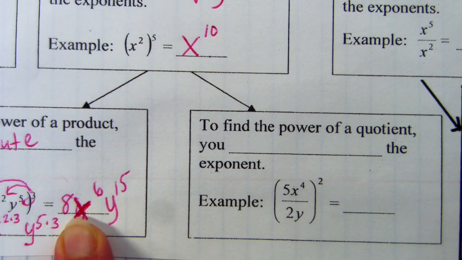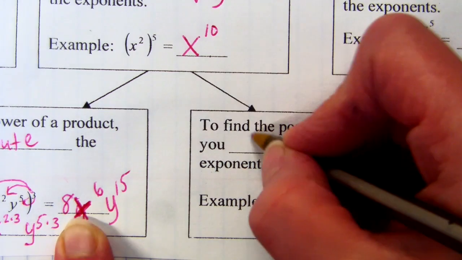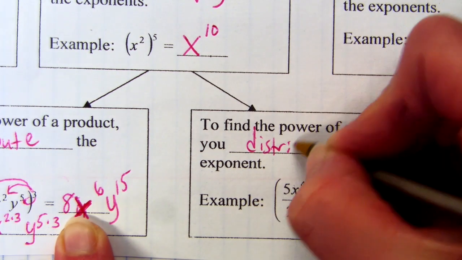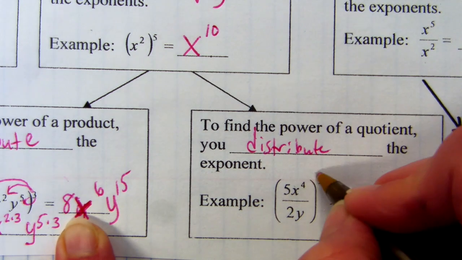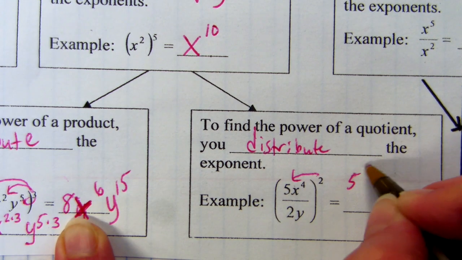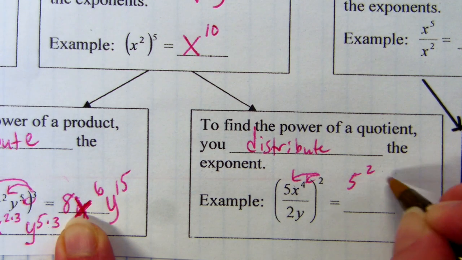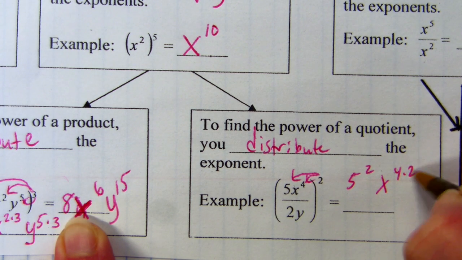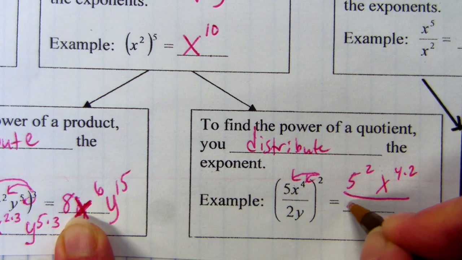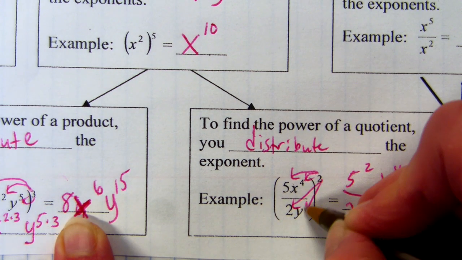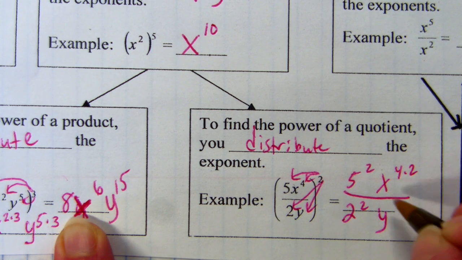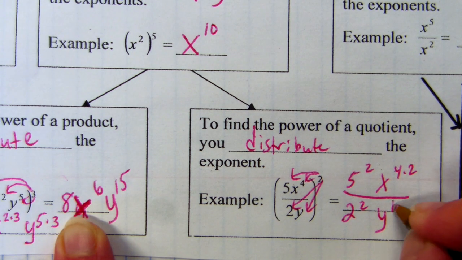Okay, so to find the power of a quotient, it's kind of the same thing. You distribute the exponent. So when I distribute this out, I'm going to have 5 squared. I'm going to have x to the 4 times 2. I'm going to have 2 squared. And I'm going to have y to just be 1 times 2.